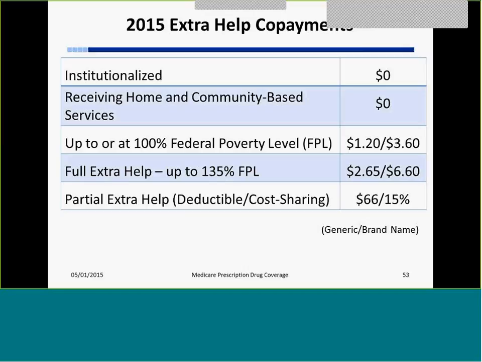If you're talking to somebody and they don't know what their level of Medicaid is, but they tell me they only pay $1.20 for generic and $3.60 for brand, then I know at the highest level they're generally going to be a full Medicaid benefit or something of that type. Part of extra help, they're paying a little bit different qualifying structure here.